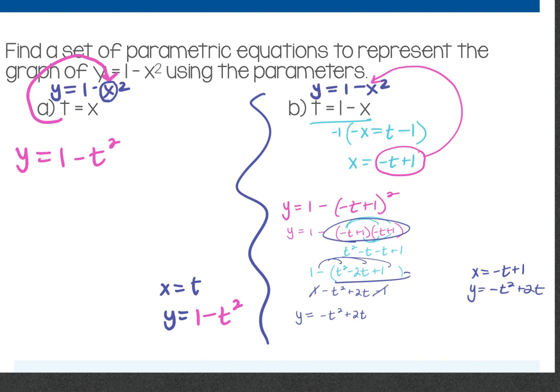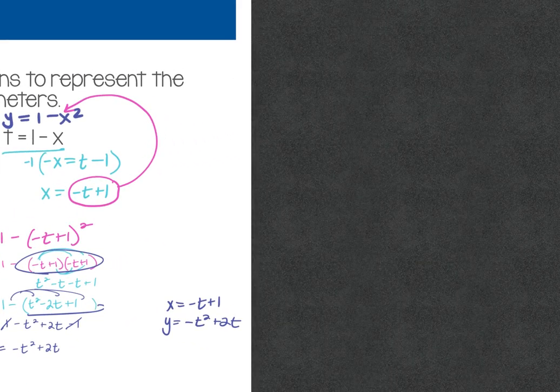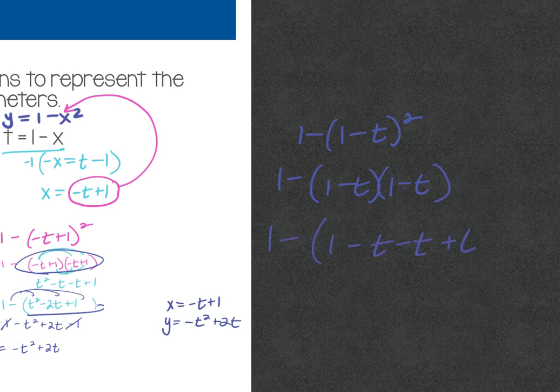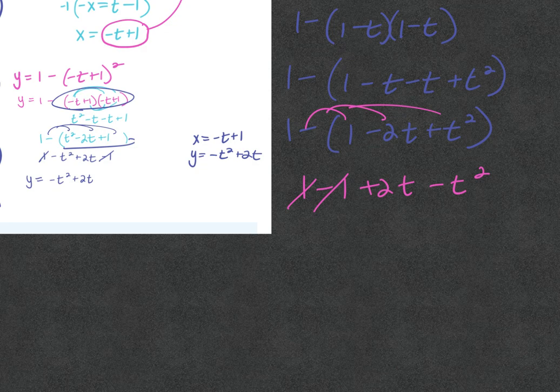I did the same thing, but I did it with 1 minus t. It should still end up with the same answer. So if you did 1 minus t, it's 1 minus t squared, right? 1 minus t times 1 minus t. This is 1 minus t minus t plus t squared. 1 minus 2t plus t squared. And you still distribute that to the negative. 1 minus 1 plus 2t. Yeah. So same answer. The order is different, but same answer.